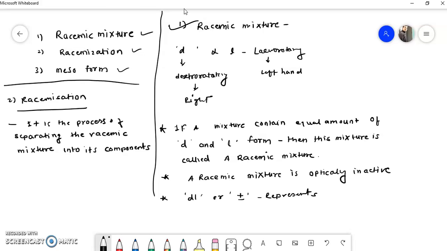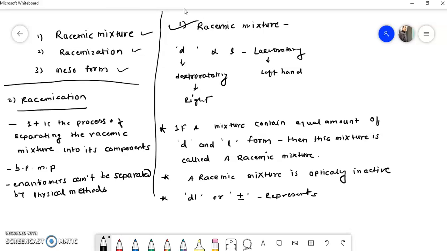Now most of the physical properties of enantiomers are the same, we know that, like boiling point and melting point. So it is very difficult to separate the D and L form. So how are they separated? That we have to consider. Therefore, remember, enantiomers can't be separated by physical methods, because they have the same physical properties.